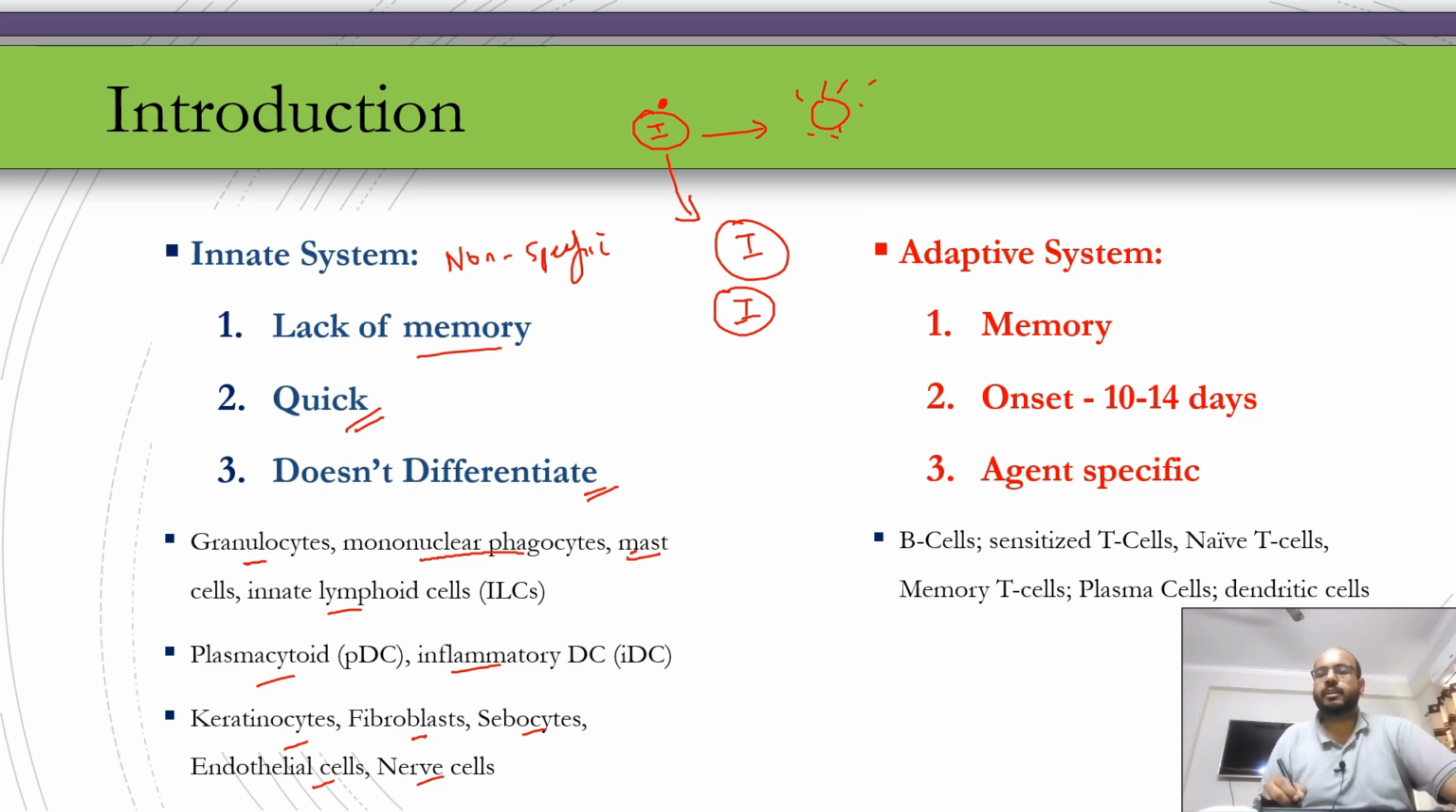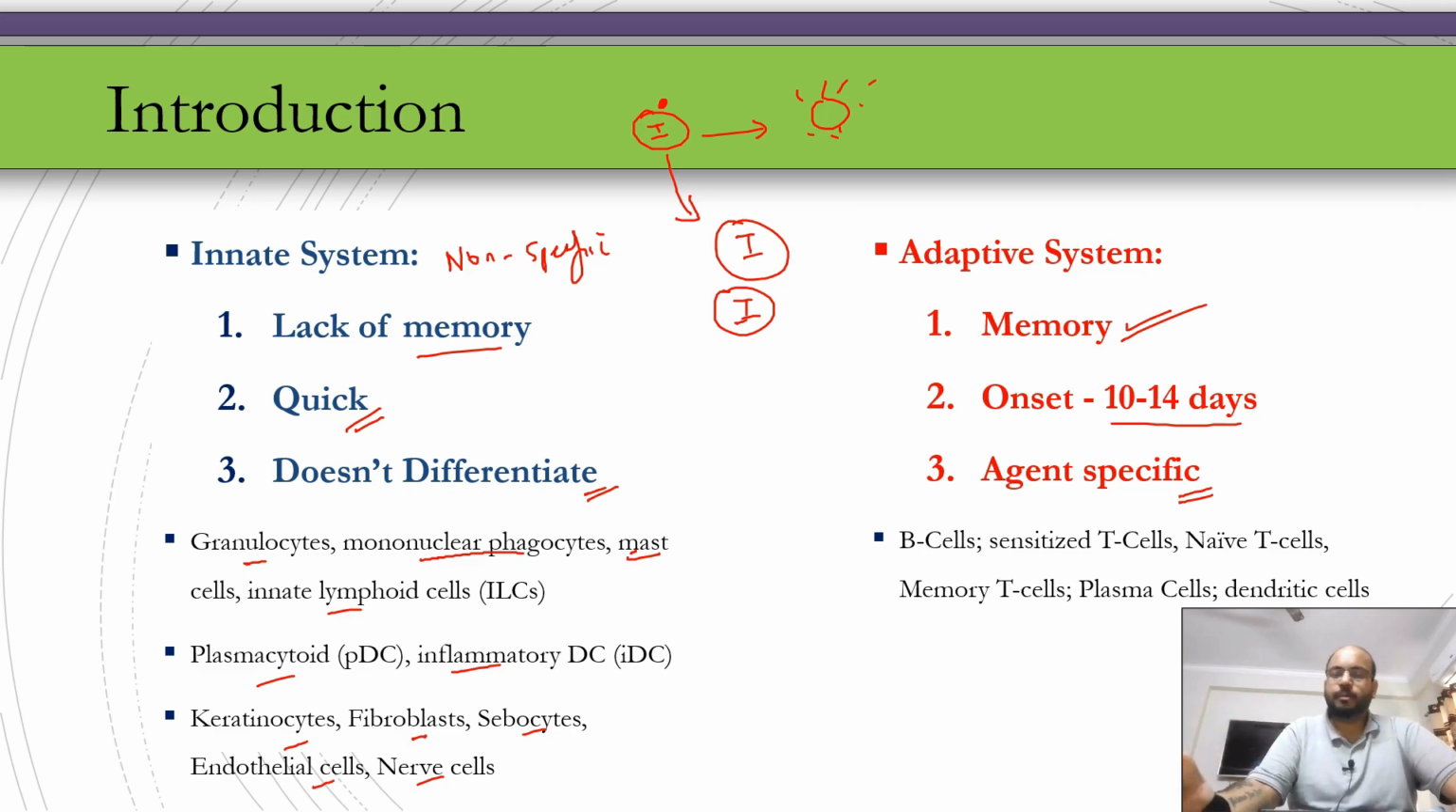Now let's discuss a bit about the adaptive system. It has memory. That means the cell remembers the antigen. Okay, if one cell is immunized by any antigen, it remembers and it is ever ready to give a stronger immune response with subsequent exposure. Okay, but it takes time for the cell to train itself. That's why the onset takes about 1 or 2 weeks. And this system is agent specific.